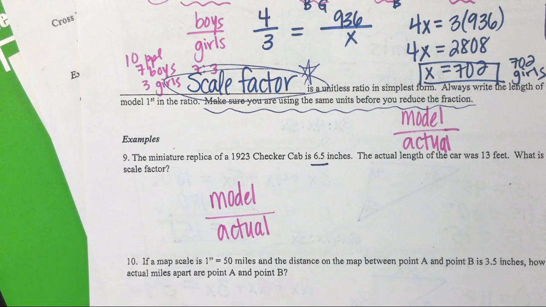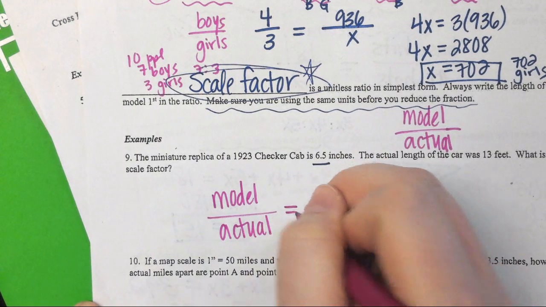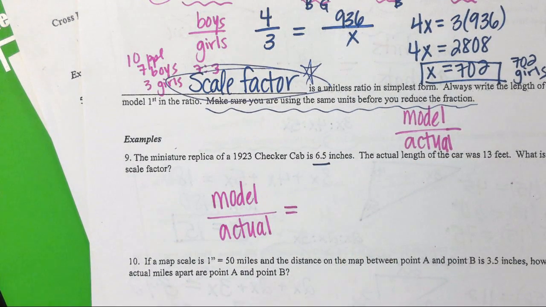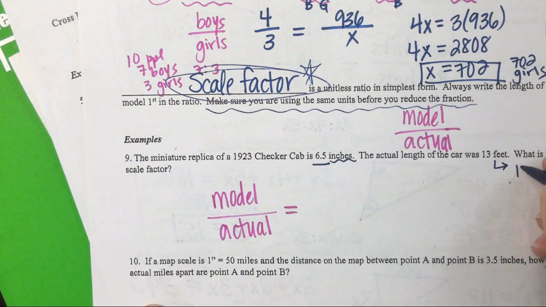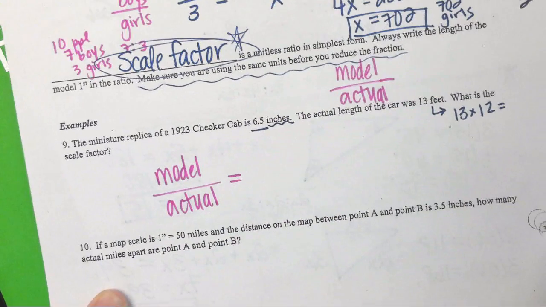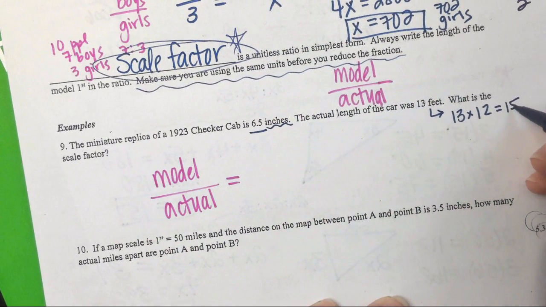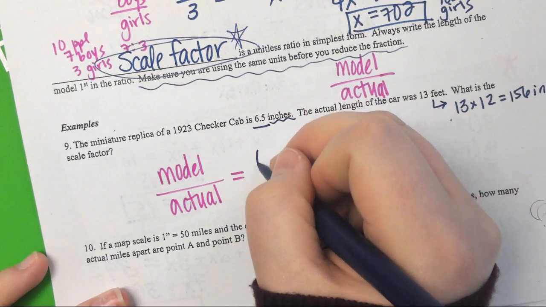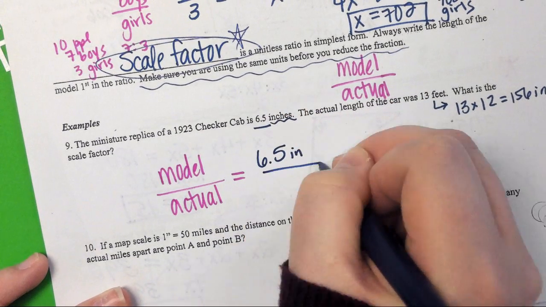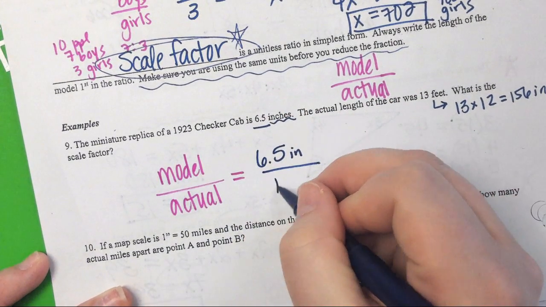Okay. Before, should I put 6.5 in the numerator and 13 in the denominator? No, why? Gotta convert feet to inches first. They're not the same units right now. That's inches. I need inches. So I need to multiply 13 by what number? 12. So 13 times 12 is... Okay, so I have 156 inches. So the model, which is the little tiny cab, is 6.5 inches. The real one is 156 inches.